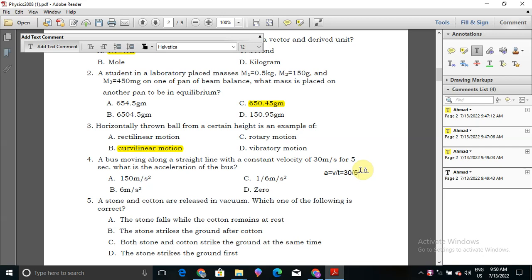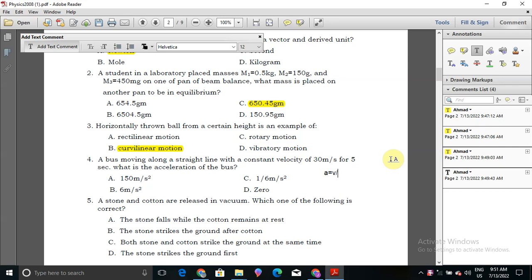But before dividing 30 over 5, here he said constant velocity. When he says constant velocity, that means the velocity doesn't change. For velocity, we have initial velocity and final velocity, and both of them are 30 meters per second. Why? Because he said constant velocity. It doesn't change from initial until final. So the initial velocity is 30 meters per second, and the final velocity is 30 meters per second.